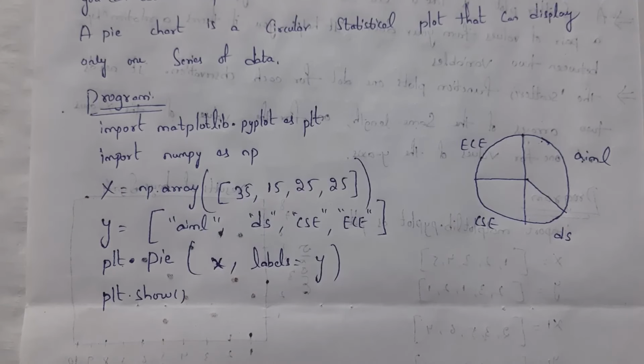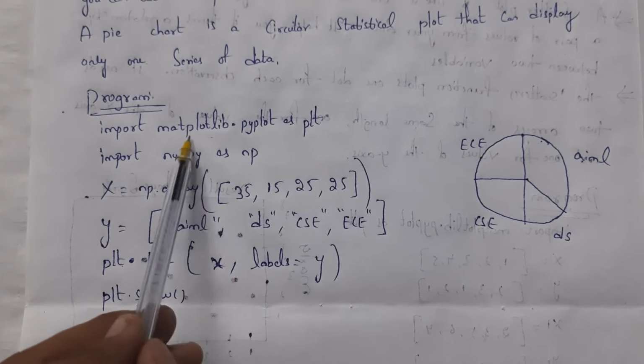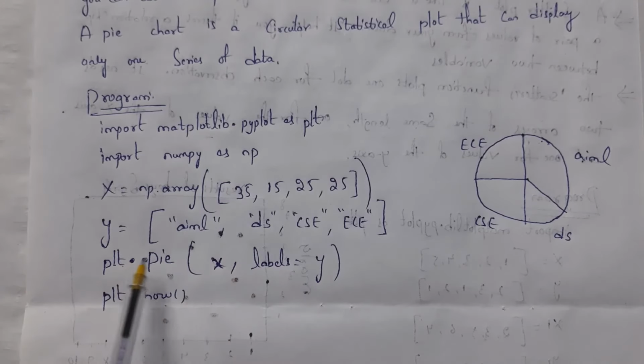Guys, for example, there is 100%. Out of 100%, 35% of students joined in AML, 15% joined in DS, 25 in CSC and 25 in ECE. So next I took y equal to AML, DS, CSC, ECE. Next write the module name, that is plt.pie.